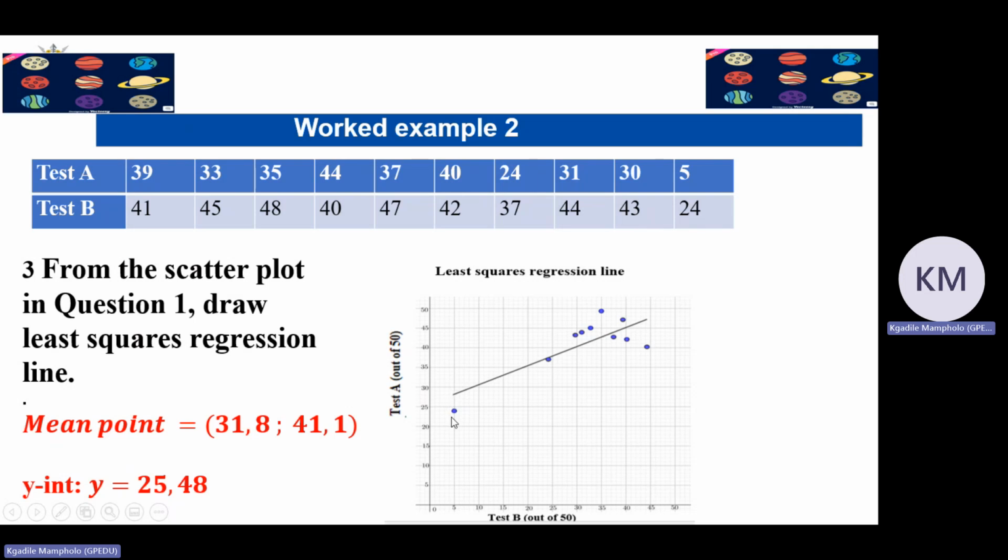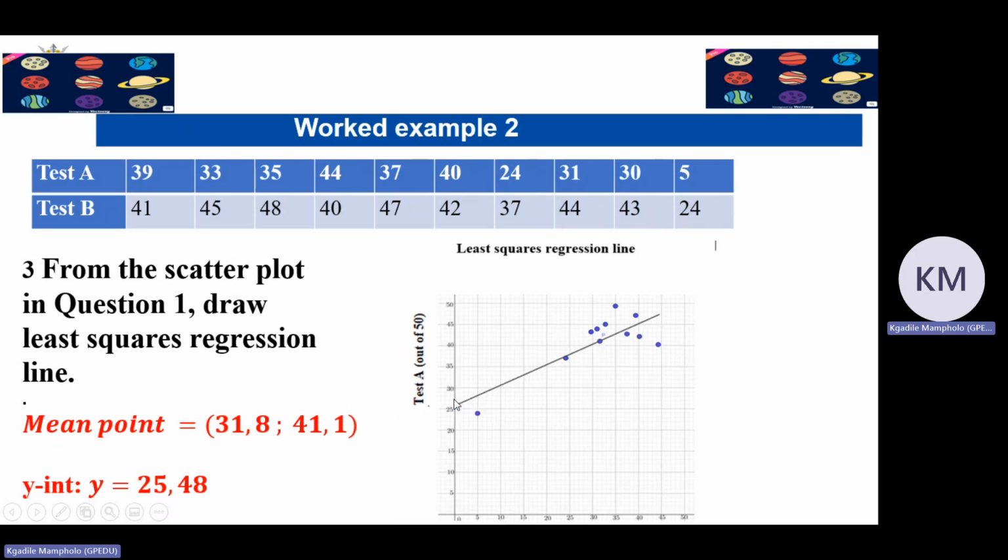The line must start from where the first point is, the lower limit is. Then it must end where the upper limit is. So now you wrap this. In this one, you're just putting a line so that it will be correct. So you put the ruler on the y-intercept and the mean point. But at the end, this mean point will be erased.